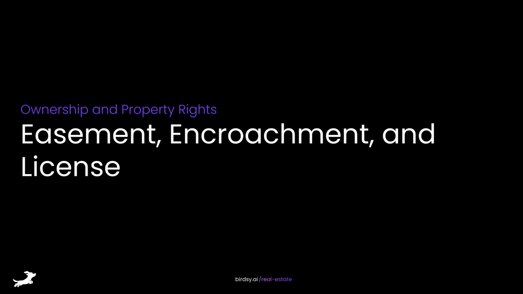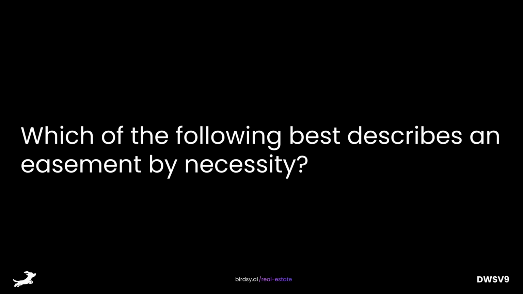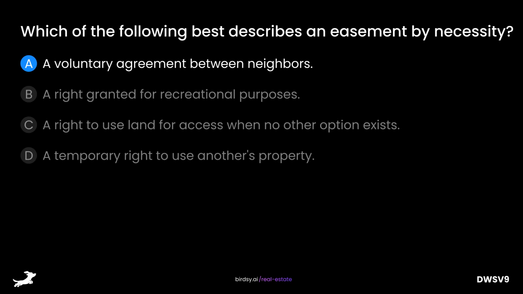Easement, encroachment, and license. Which of the following best describes an easement by necessity? Is it A, a voluntary agreement between neighbors, B, a right granted for recreational purposes, C, a right to use land for access when no other option exists, or D, a temporary right to use another's property?